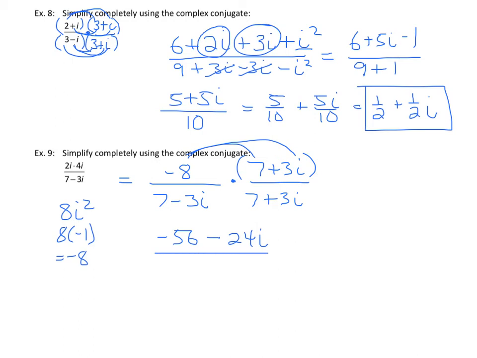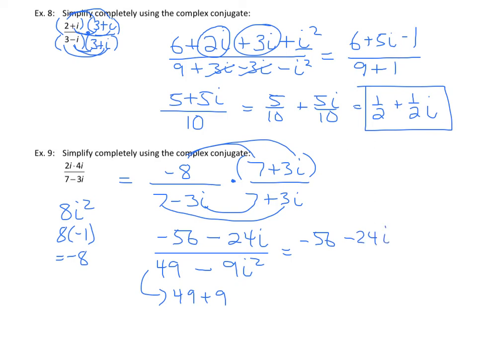And on the bottom, 7 times 7 is 49. My outside terms and my inside terms will cancel out, so I'm not even going to write those. And then I'm just going to multiply negative 3i times positive 3i, which is negative 9i squared. And then I can simplify on the bottom. Remember, i squared is negative 1, so this is going to be 49 plus 9, which is 58. So we get negative 56 minus 24i over 58.